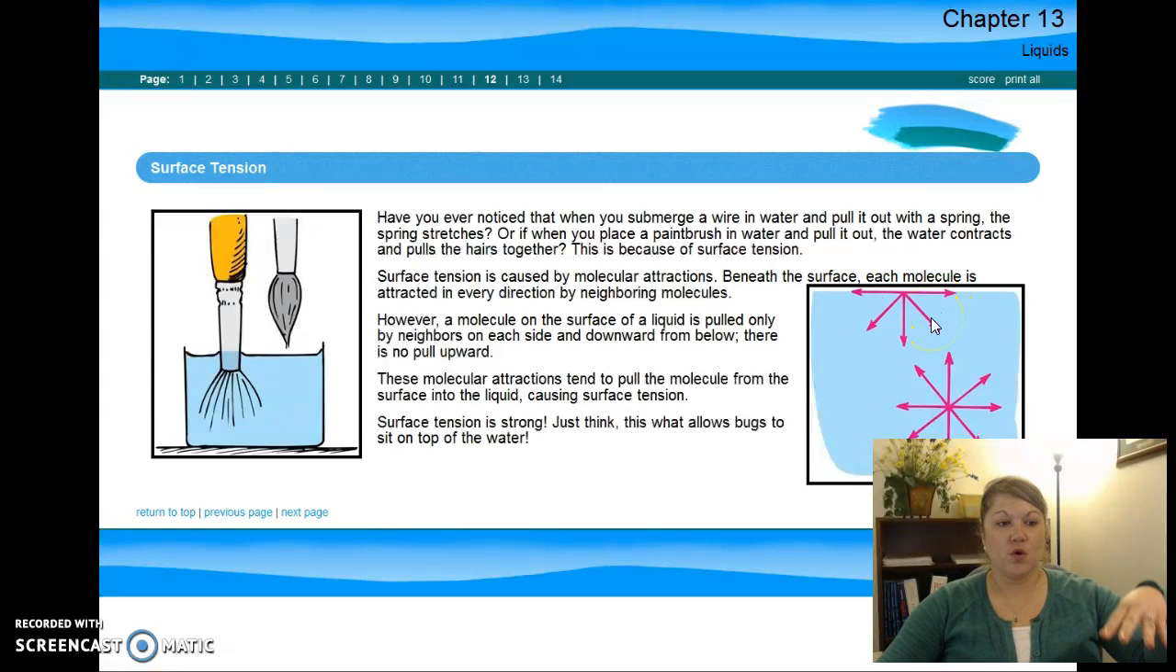That's what lets those little water bugs run across the top of the water. And so it makes something like a paper clip or a piece of paper float for a bit. Surface tension.